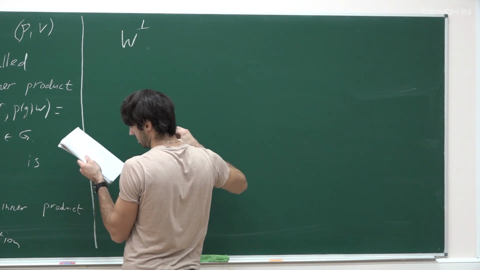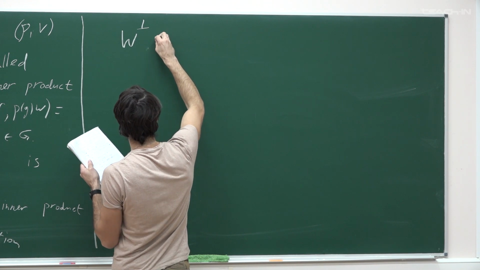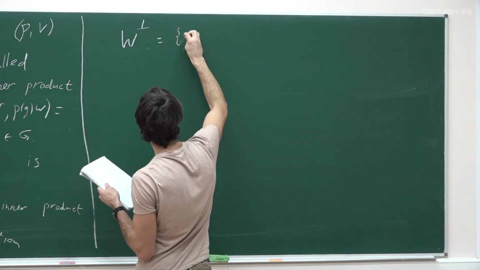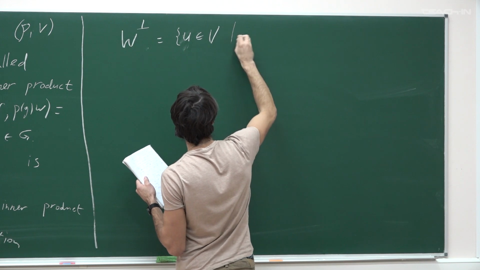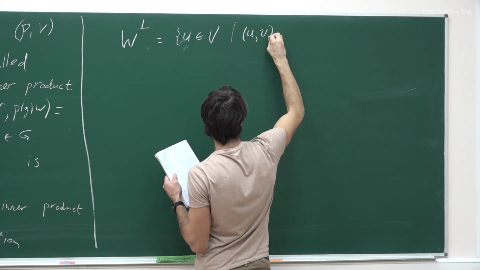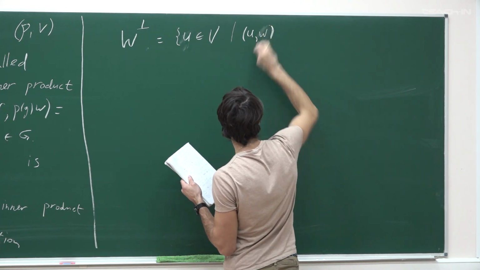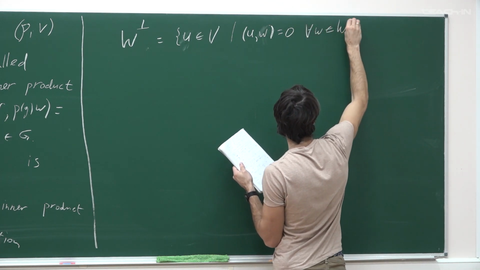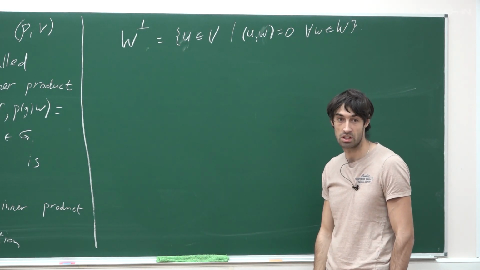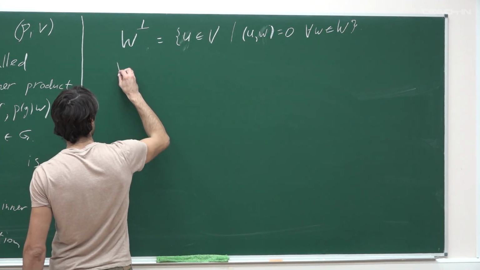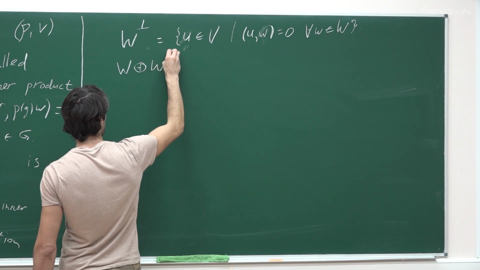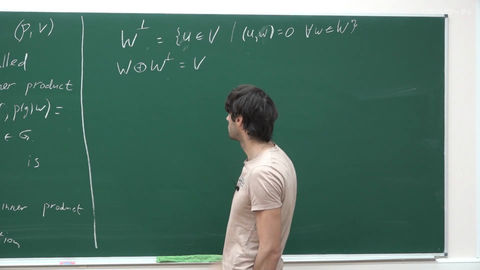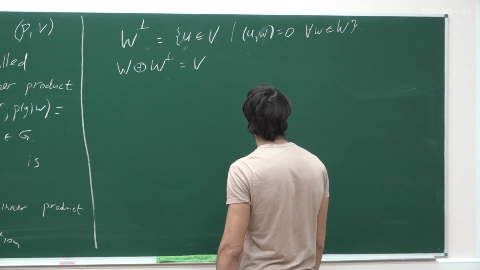Very well. So what is this? This is all vectors u in V such that the inner product of u with w equals 0 for every w from W. This is by definition the orthogonal complement, and since the form is non-degenerate, it's elementary linear algebra that the direct sum of W and W orthogonal is V. Moreover, I claim that W orthogonal is a subrepresentation. Well, we can check it.